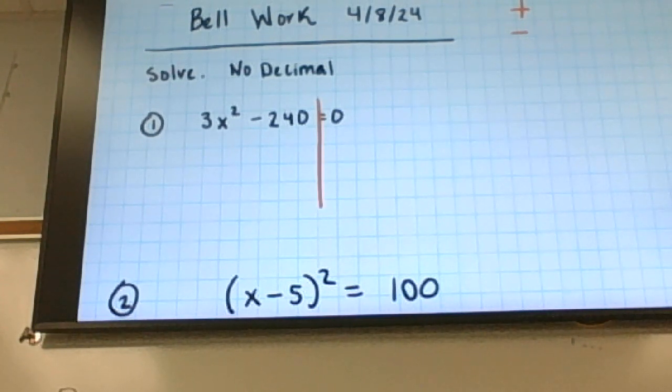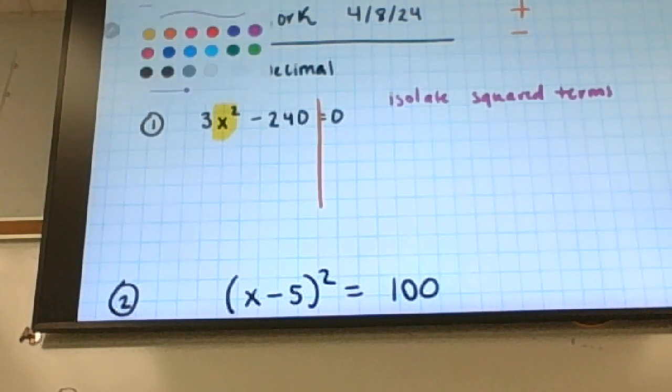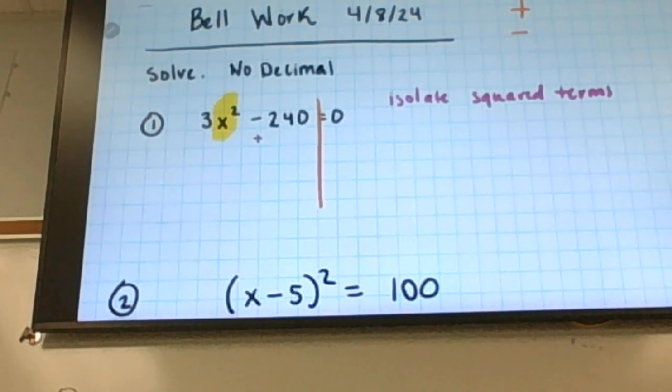Now I'm going to isolate x squared. Isolate the squared term. Whatever is squared needs to be all alone. So first thing I would do is cancel out that 240 at subtraction, and the opposite of subtraction is addition. Then I would cancel out 3 times x squared. The opposite of times is divide.